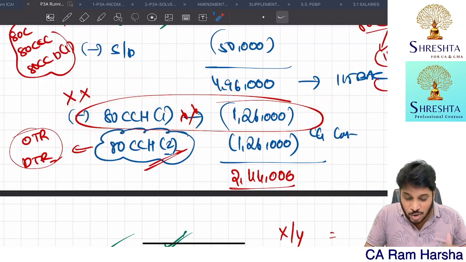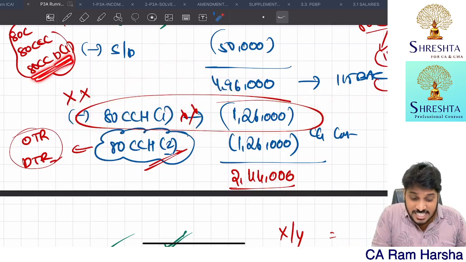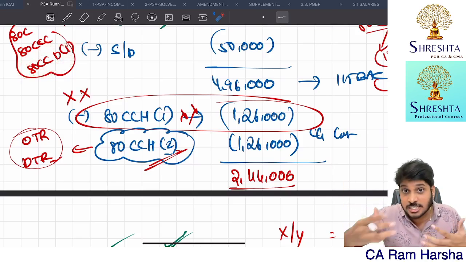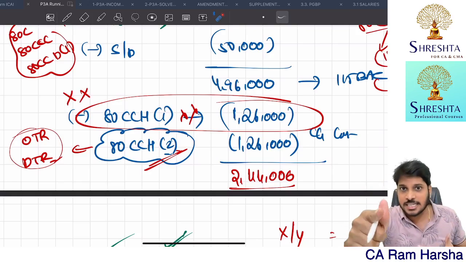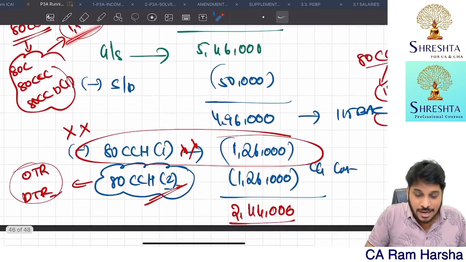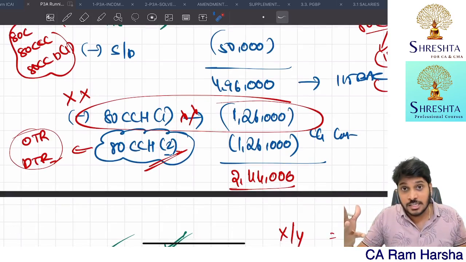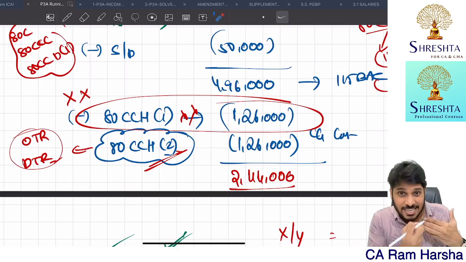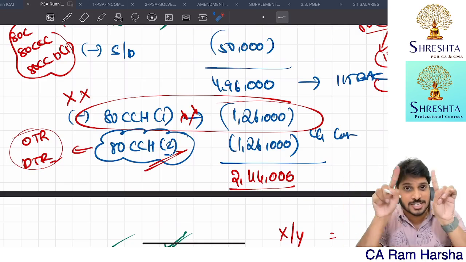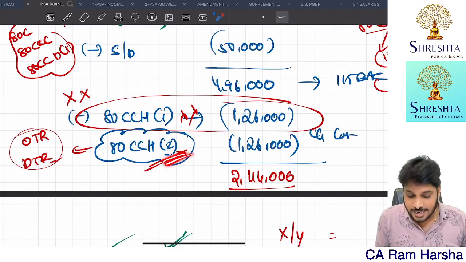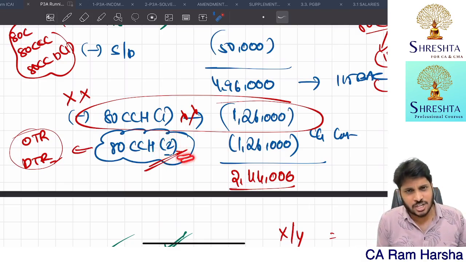By mistake, you may take 80CCH1, but 80CCD1, the contribution by an employee to the National Pension System out of his own salary, is covered under the overall limit. But the contribution to the Agniveer fund by an Agniveer from the salary that he is getting, out of that he is contributing some amount, that is not covered under the overall deduction. Remember this point. And 80CCH subsection 2, of course, is in addition to the overall limit.